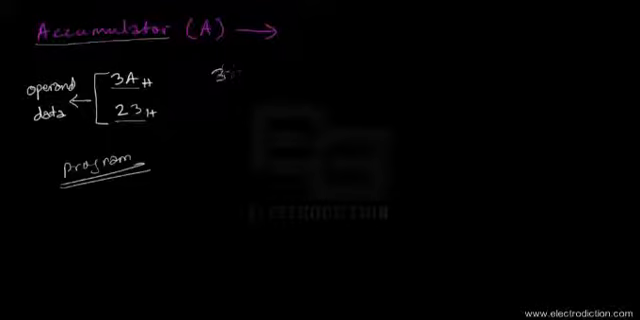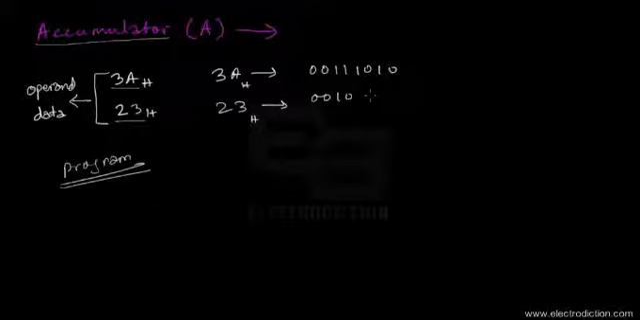In order to do that, we need to convert them to their corresponding binary formats, otherwise it's a bit difficult to realize. So I'm just going to convert them to their binary formats over here. For 3A we're going to get 0011 and 1010, and for 23 we're going to get 0010 and 0011. Now if we just go forward and add them, that's what you get.